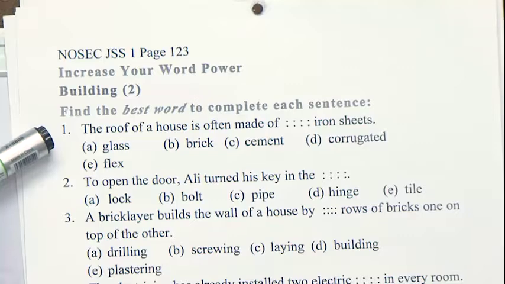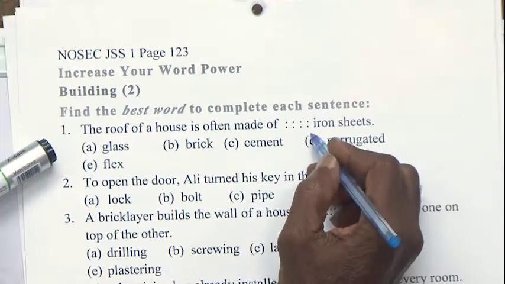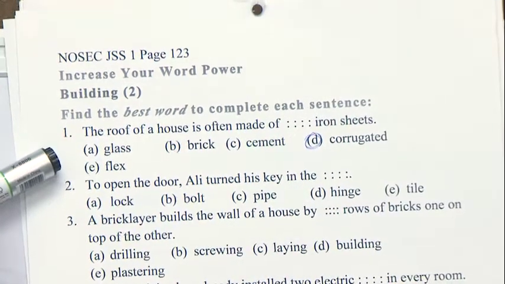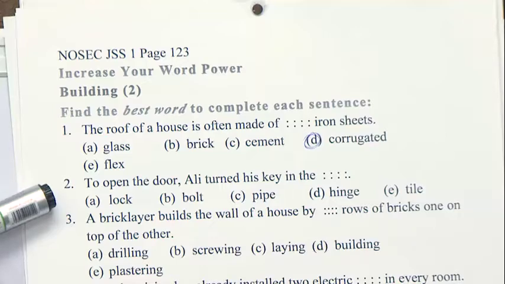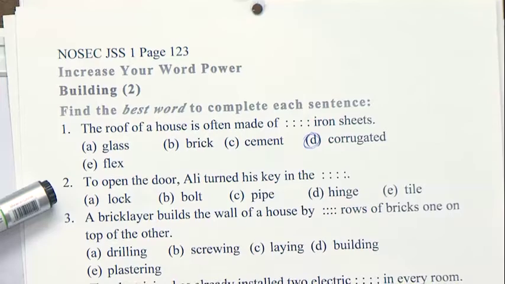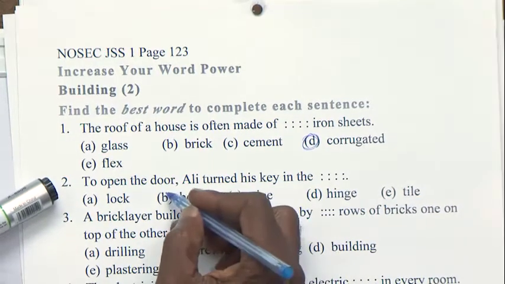The roof of a house is often made of what sheets? Corrugated iron sheets. Corrugated, not flex, not cement, not brick. It's corrugated iron sheets. To open the door, I need to turn this key in the what? Where did he turn this key? In the bolt. Is it bolt? All right.